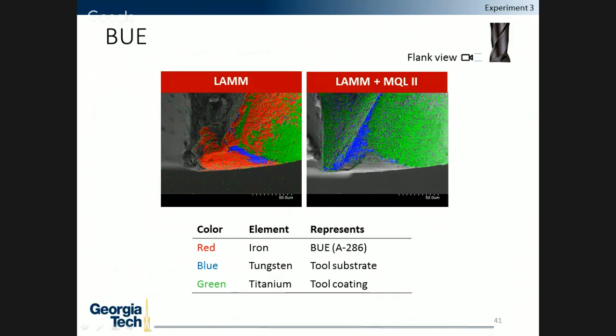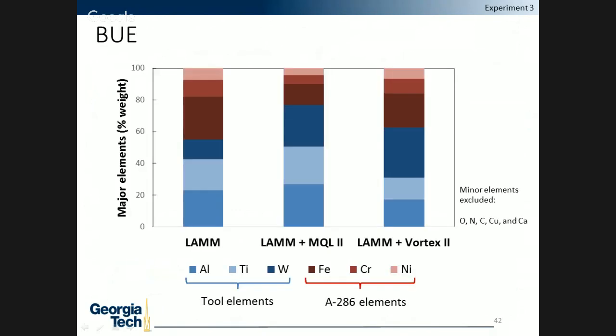and there's also significant workpiece adhesion on the flank side of the tool as well. With the inclusion of MQL, it greatly reduced workpiece adhesion and built-up edge, as seen here. And to quantify built-up edge, we measured the percentage weight of specific elements. Shown in shades of red are the elements that are most common in A286, and shown in blue are the elements most prevalent in the tool.